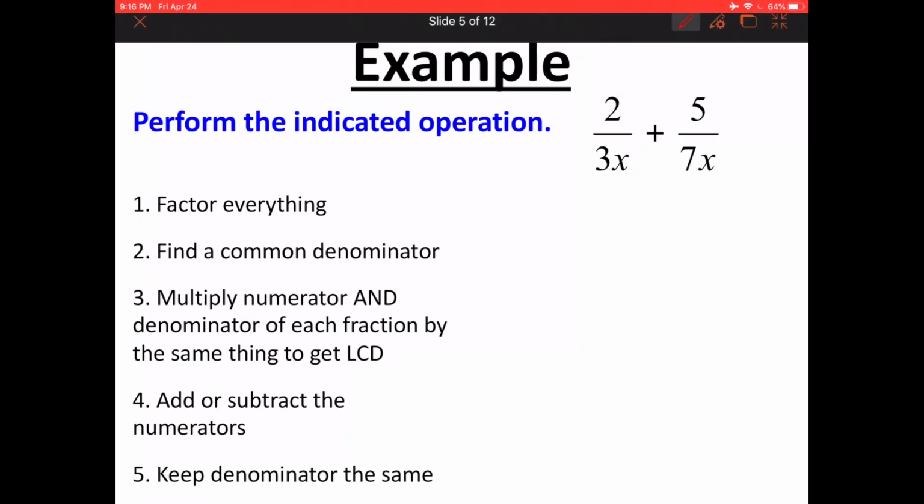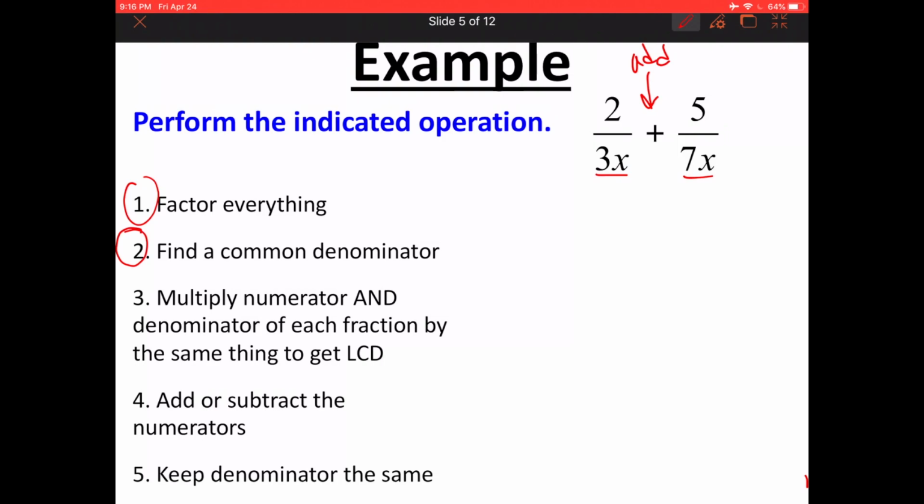So here's my first one. Perform the indicated operation, which in this case is addition. Okay? So they're asking us to add. Step 1 is to factor everything. This is a more simple problem, so there's nothing to factor. The 3x, the 7x, you can't break them down any further.